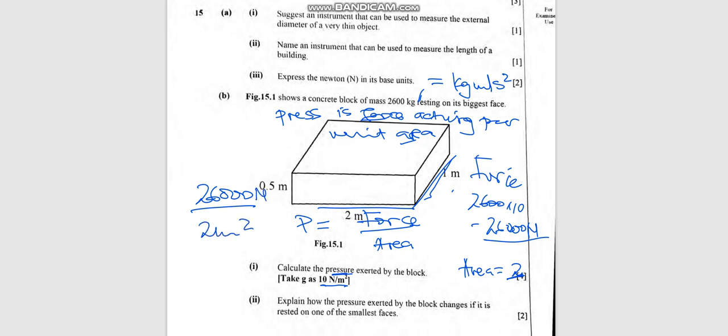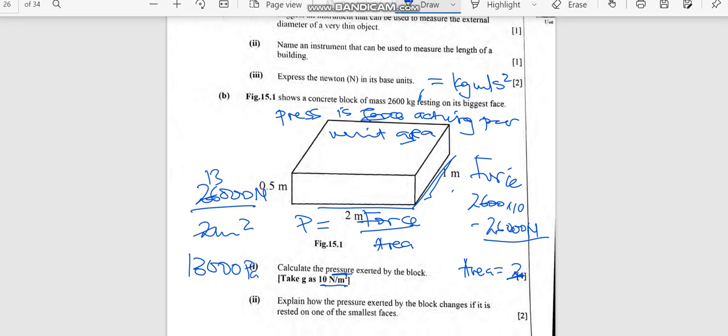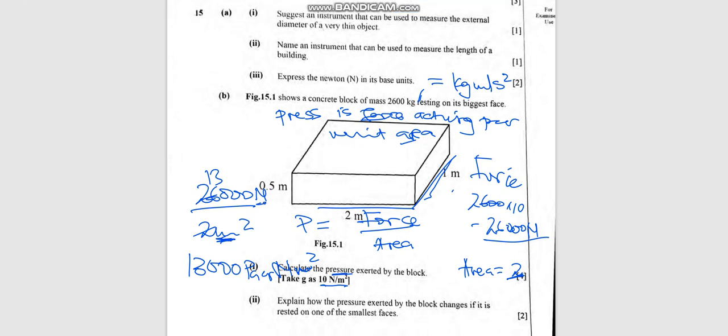So this is Newton, and you are going to get 13,000, and pressure is measured in pascals. So you can say 13,000 Pa, pascals, or you can say Newton per square meter, because there is square meter here, and Newton. So you get it.